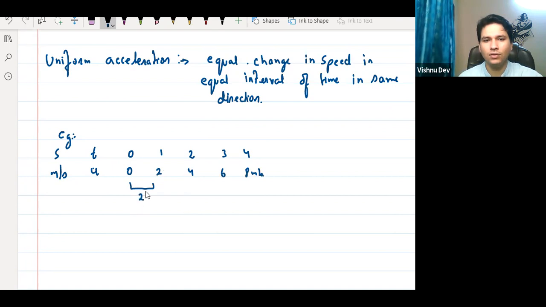Right? 2. Yes. What is the change between 2 to 4? What is the change between 1 to 2 seconds? This is also 2. Very good.